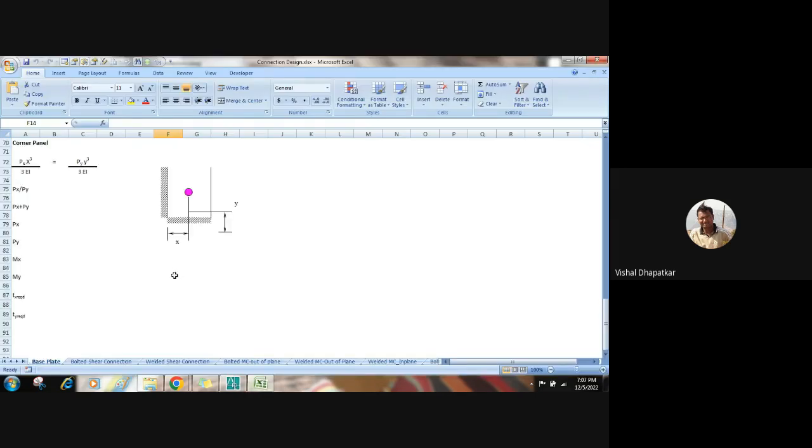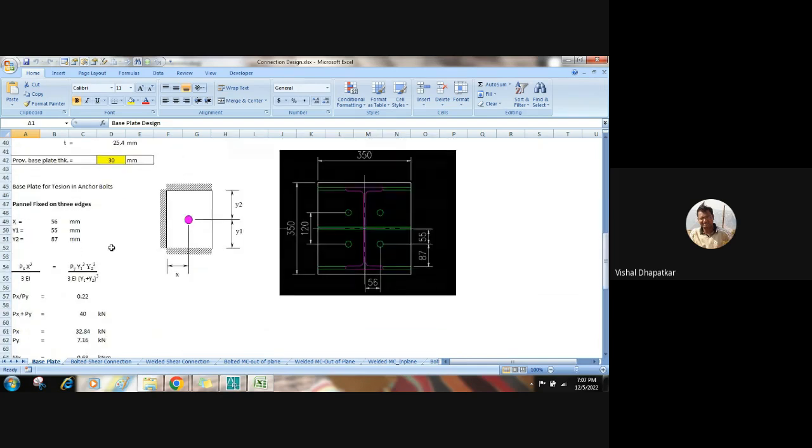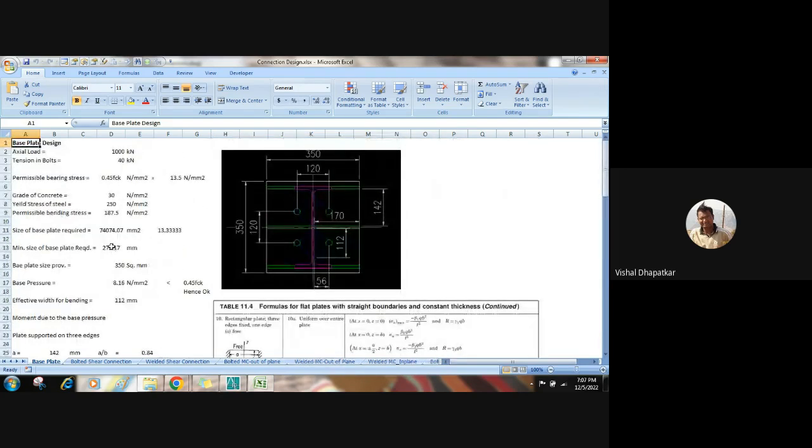So I have prepared one example for this base plate design. First we will consider the pin connection base plate. For pin connection, what we are going to assume: the axial load is 1000 kilonewton, this is compression load. Tension in the bolts will be 40 kilonewton, this will be the tension in a single bolt. So first, what we have to decide is the area. What is the area required?